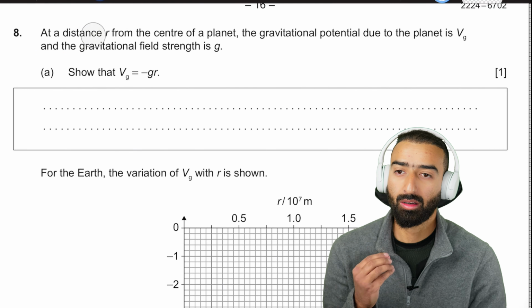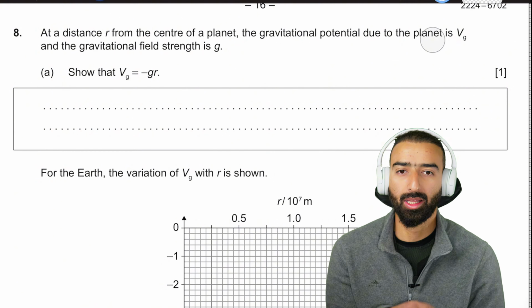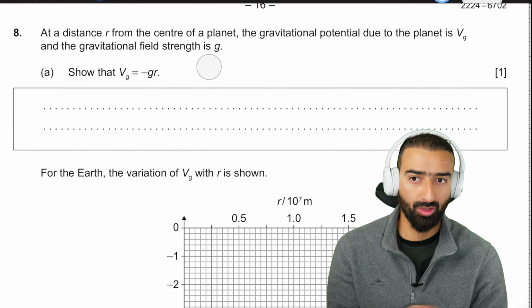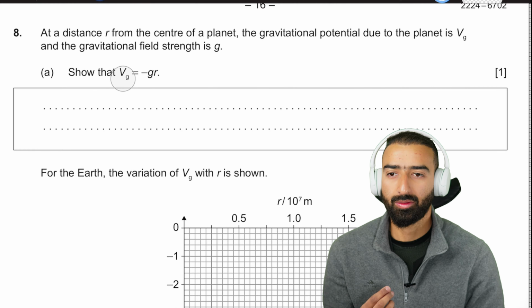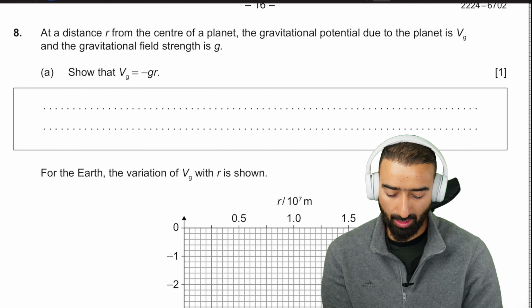At a distance r from the center of a planet, the gravitational potential due to the planet is Vg and the gravitational field strength is g. Show that gravitational potential equals minus g r. So how do we do this?